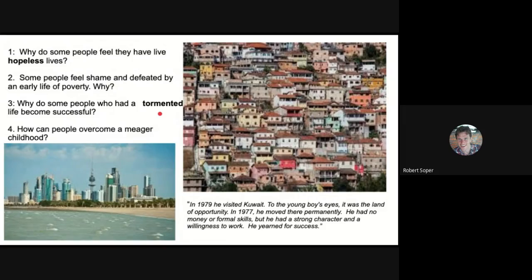Before answering this question, think about that word tormented. What does that mean?